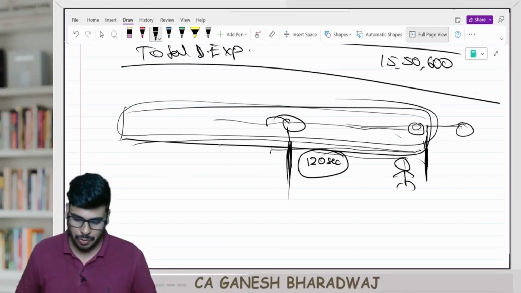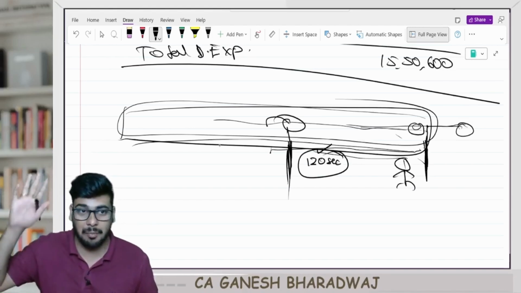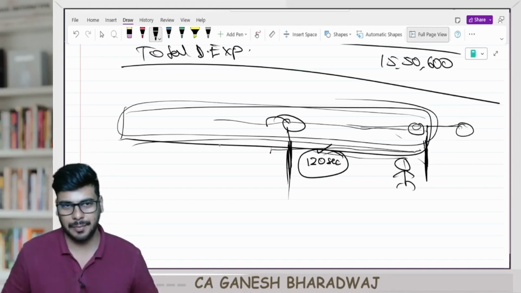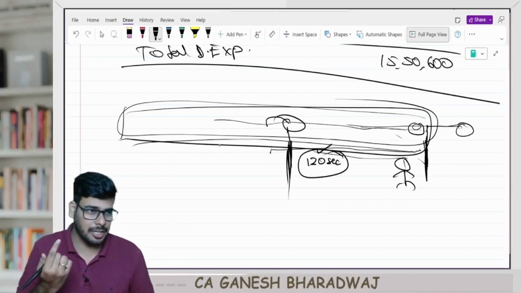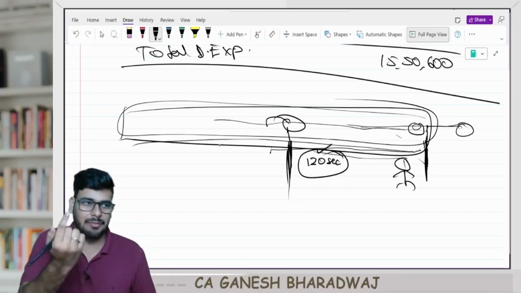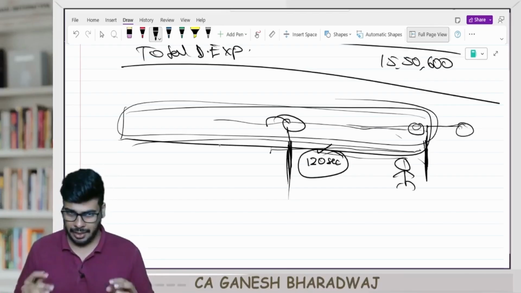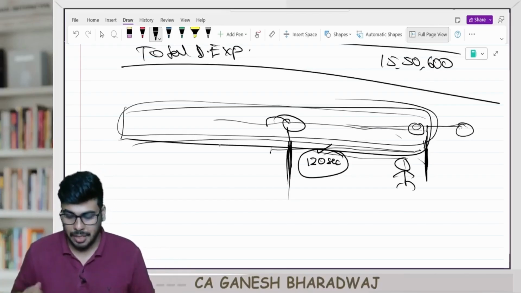Now, what happens was, who fixes this 120 seconds? Standard time, right? They budget and they do all these things. Now, they did one research and they found out that, look, time is money actually. Every extra minute or every extra second that you are spending in a factory, it costs some money for the company.